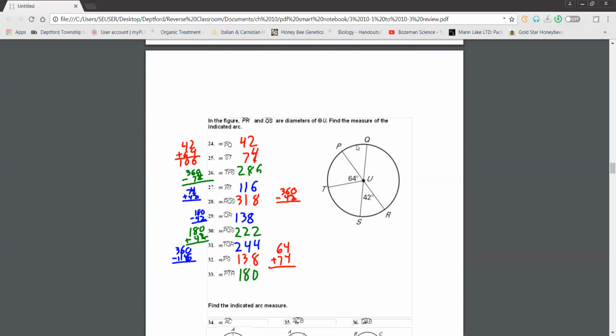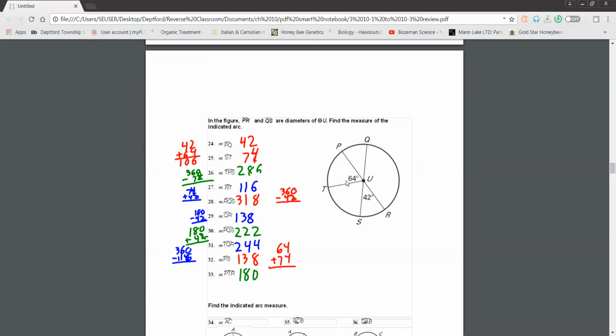I can add or subtract depending on what's helpful to me. So ST is this section in here. And what I did is I said, all right, RSP is a semicircle. That's 180. So 64 plus 42 is 106. I then subtracted that from 180, which got me the 74.